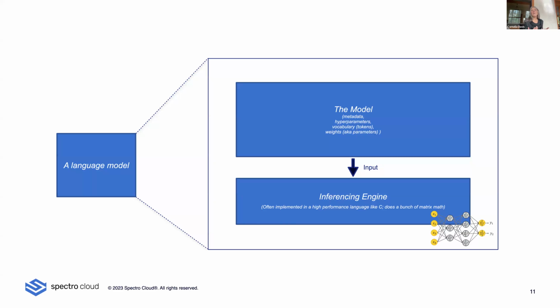Now, models have various things. They have a set of metadata. They have what are called hyperparameters, which are things that can configure the inferencing engine, for example. They also include a vocabulary. So is this a model that processes English, or is it a model that processes, say, Spanish? So it has a vocabulary. And then it has the weights, also known as the parameters. And when we say that ChatGPT 3.5 has 175 billion parameters, or that the Llama model has 7 billion parameters, those are all the weights that are input into this inferencing engine.